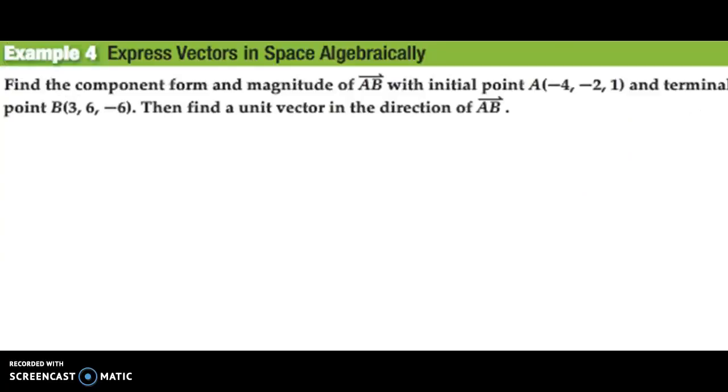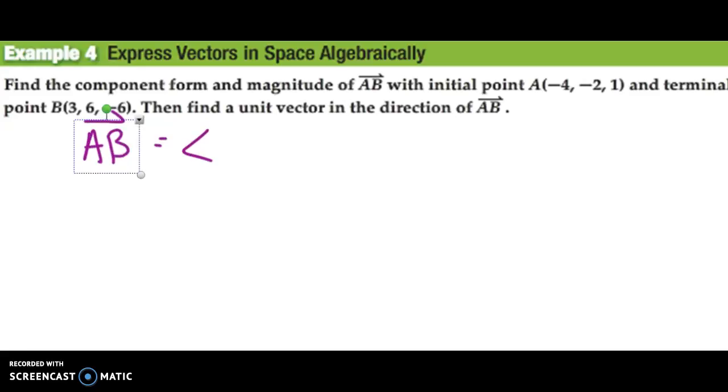So it says find the component form and magnitude of AB with initial point A being -4, -2, 1, and terminal point being B, 3, 6, -6. Then find the unit vector and direction. So what I'm going to do first is I'm going to find vector AB.